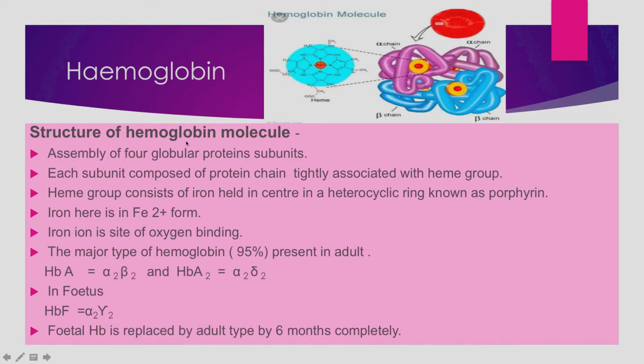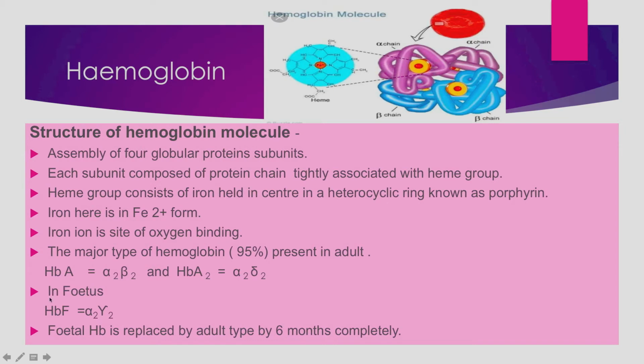Right, iron is in the iron plus 2 ferrous form, and iron occupies the oxygen molecule. Right, iron carries the oxygen molecules, and the major types of hemoglobin in an adult are HbA and HbA2. HbA is in the greater quantity and HbA2 is in the lesser quantity. HbA is formed by 2 alpha chains and 2 beta chains, whereas HbA2 is formed by 2 alpha chains and 2 delta chains. So in an adult person, the hemoglobin is of 2 types, HbA and HbA2. HbA is alpha 2 beta 2, whereas HbA2 is alpha 2 delta 2.